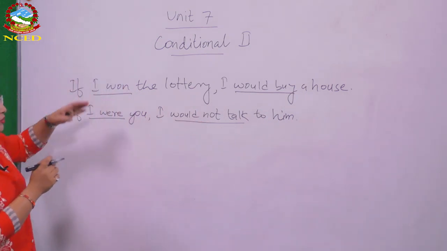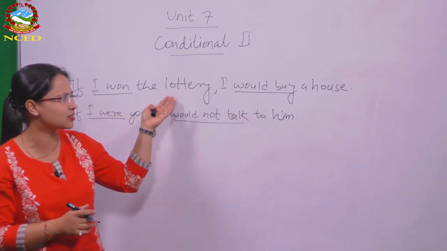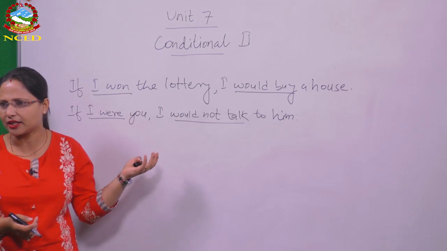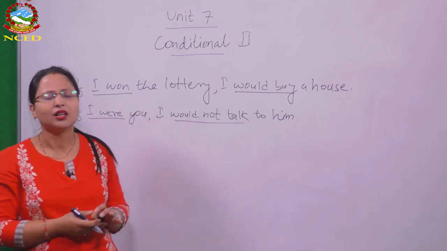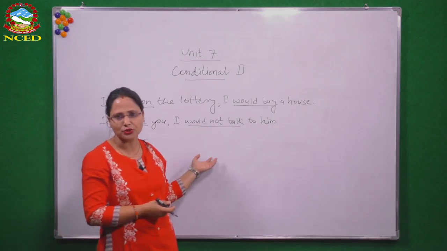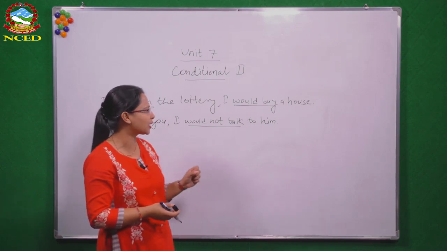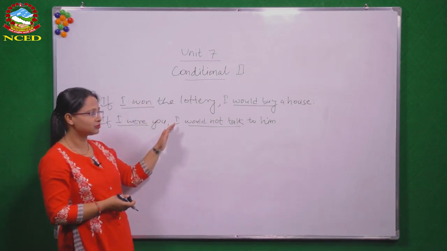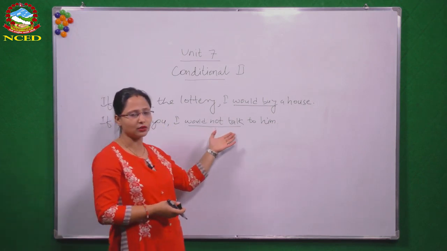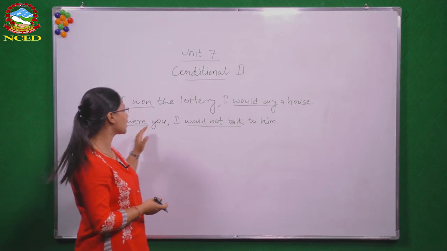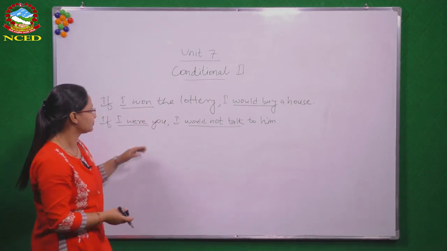And what sort of thing does it talk about? If I won the lottery, I would buy a house. Does it show any possibility or reality? No. It is a hypothetical thing, right? Kalpana. मैले चिट्ठा जितेँ भने म घर किन्छु. चिट्ठा जित्ने सम्भावना छैन, तर पनि जितेँ भने घर किन्छु, ओके? If I were you, तिम्रो ठाउँमा म भइदिएको भए अथवा म तिमी भएको भए, I would not talk to him. म उसँग कुरा गर्दिन थिएँ. So this is again a hypothesis. म तिमी होइन. I'm not you, right?